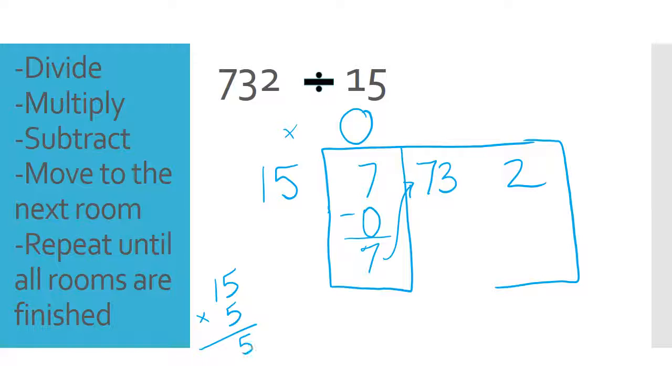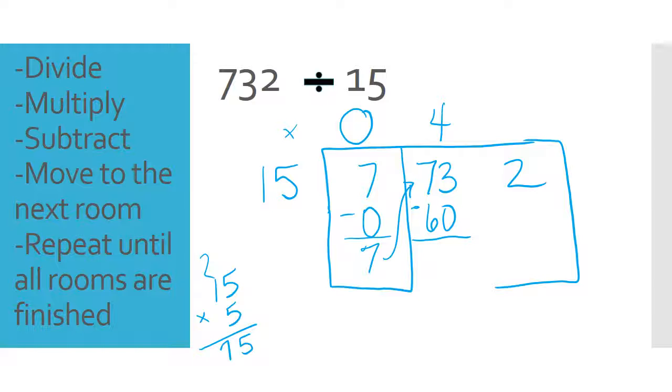5 times 5 is 25. Carry my 2. 5 times 1 is 5 plus 2 is 7. That's 75. That's too much, so it's going to be 4. So I'm going to put my 4 up top, and I know that 4 times 15 is 60 because I know twice 15 is 30, and that's how my brain works.